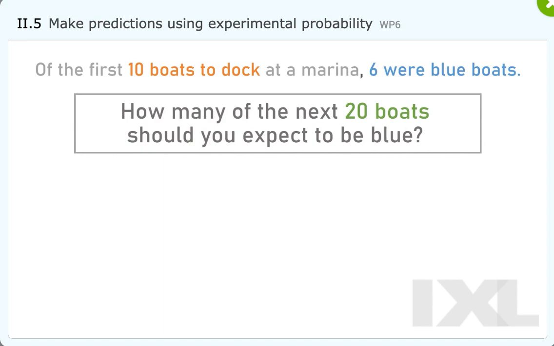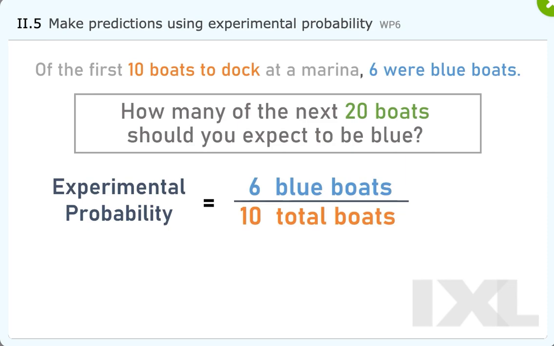To solve this problem, let's first find our experimental probability. Remember, the experimental probability is given by the number of times an event occurred over the total number of trials. In our case, this gives us 6 blue boats over 10 total boats that docked at the marina, which can be simplified to 3/5. So, in the past, 3 out of 5 boats were blue, and we can guess that will be the same in the future.